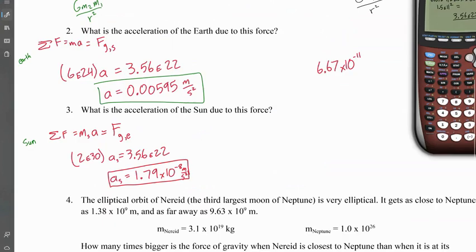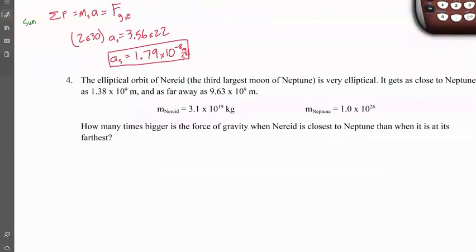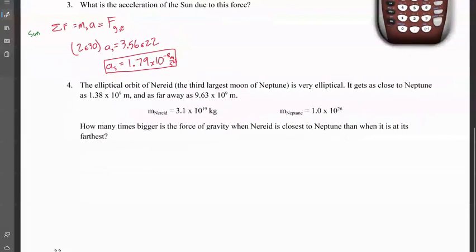All right. Moving on. Elliptical orbit of Nereid, the third largest moon of Neptune, is very elliptical. It gets as close to Neptune as 1.38 times 10 to the ninth, and as far away as 9.36 times 10 to the ninth meters. That's actually kind of a weird thing, right? Because if we look at, say that's Neptune, its moon is going to orbit around it kind of like this, which is weird to think about.